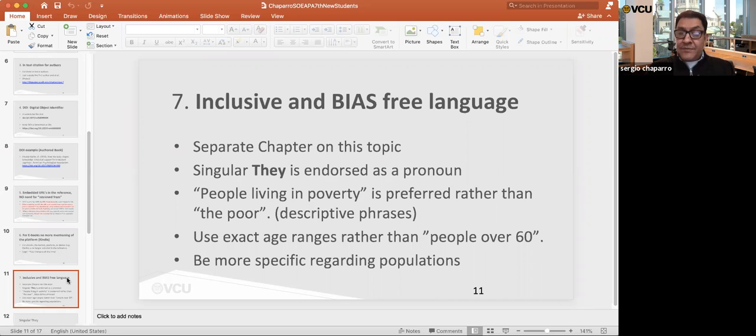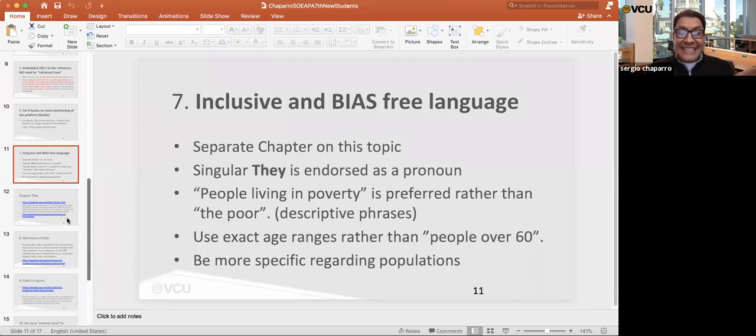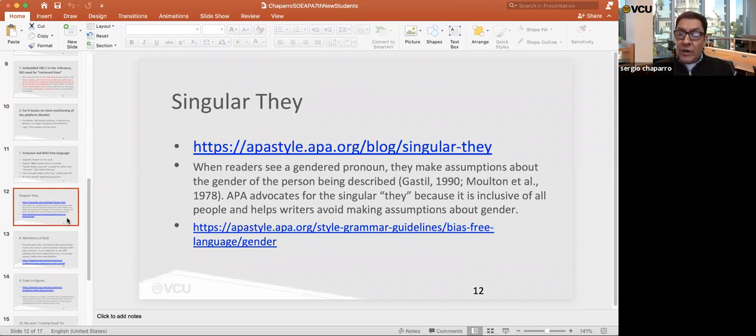For example, people living in poverty is preferred rather than the poor, okay? We are encouraged to use exact age ranges rather than people over 60. And we are encouraged also to be more specific regarding naming populations. Okay, that is something to keep in mind. And I included here links to the APA blog that explains this.